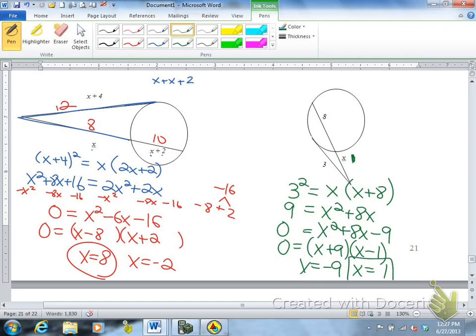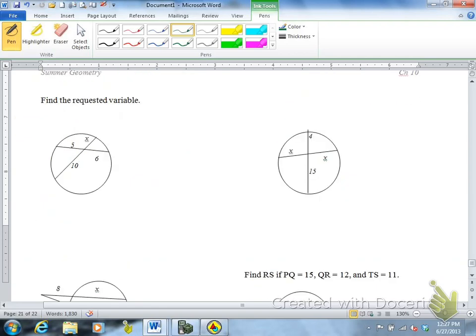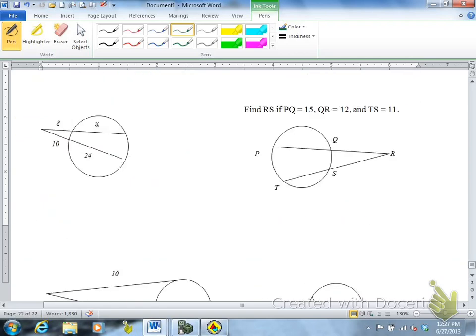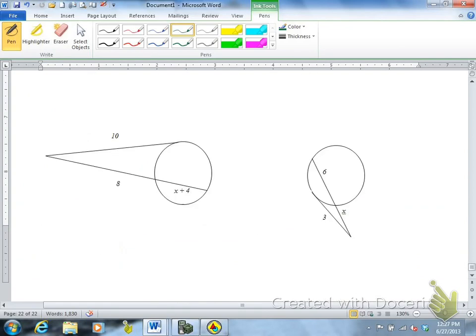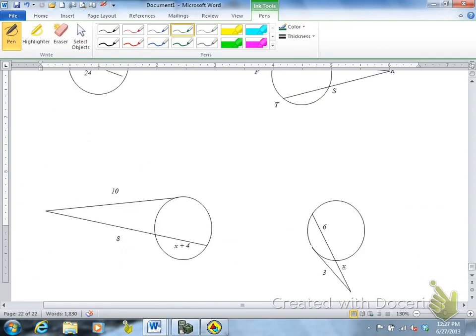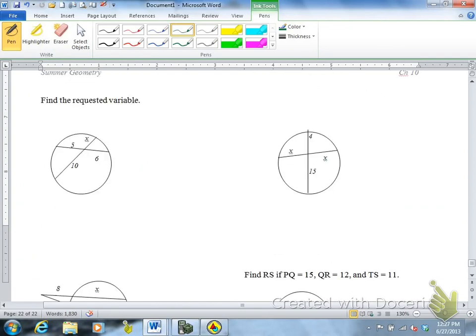Okay, on the opposite side of this page, our last page for chapter 10 notes, we have find the requested variable. These are really similar to the 6 that I just showed you. So I'd like you to see if you could answer these 6 questions. You can pause this video. I'll show you the answers to the first 2 when you resume the video. So make sure you do the first 2, and then you can pause the video again and I'll show you the answers to the next 2. But you should take a few minutes and see if you could answer these questions.